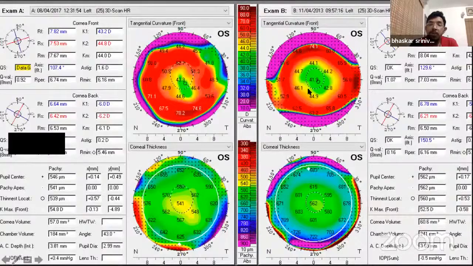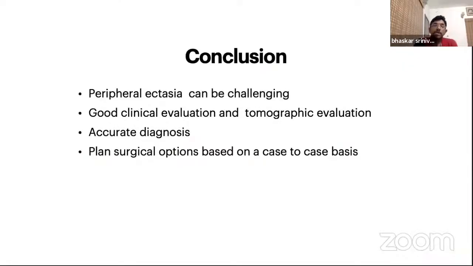And this is the pre-op, and this is the post-op after the annular graft was done, maintaining the central curvature reasonably well. So the vision is also protected, and we have stabilized the peripheral thinned area. So the risk of globe rupture is minimized. So to conclude, peripheral ectasias can be challenging. A good clinical evaluation and a tomographic evaluation are important to arrive at an accurate diagnosis. And you might have to plan surgical options on a case-to-case basis. There's no single answer to all your patients' problems.